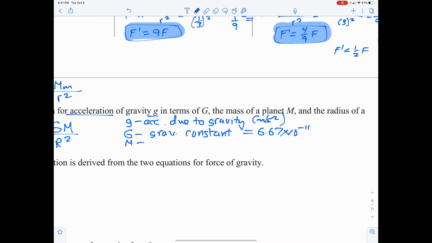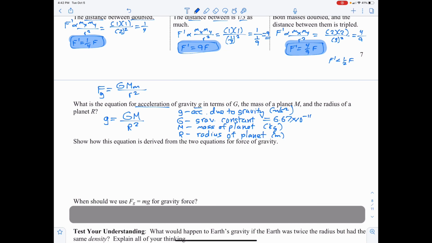Big M is the mass of the planet, or mass of the moon, or mass of the comet, mass of whatever, mass of a star, mass of some celestial body in kilograms. And R is the radius of that planet. Think of it this way. It's the distance between the surface of that object and the center of that object. Also in meters.